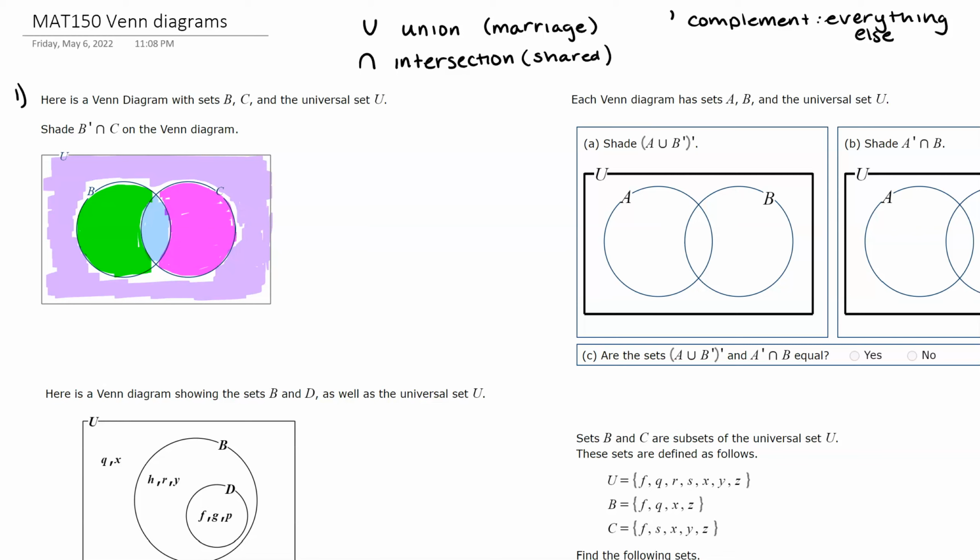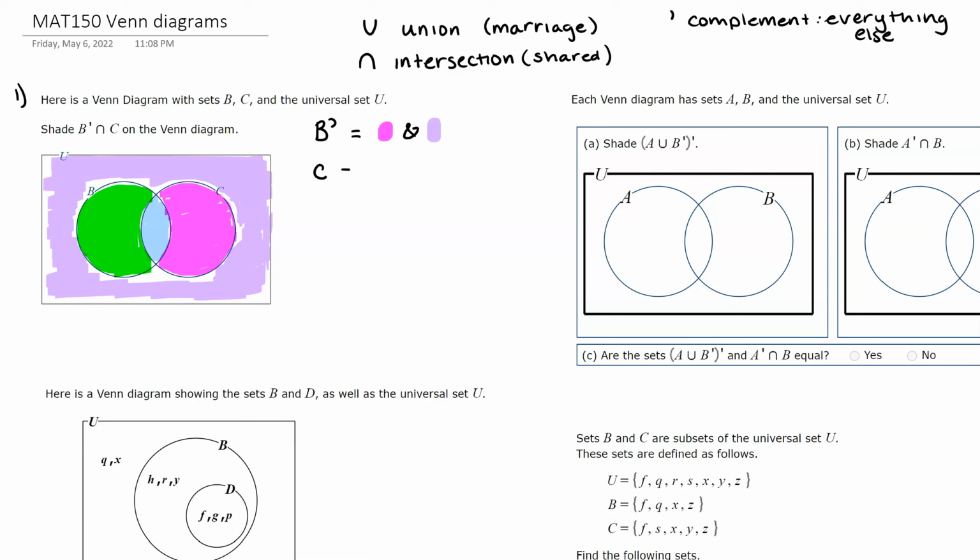Okay, so first we need to talk about B complement. B complement is everything which is not in B, everything else. So B was green and blue, so B complement is pink and purple. Right, so B complement is pink and purple. If I said that you were invited to the B complement party, meaning you were not invited to the B party, then you're either in the pink part or you're in the purple part.